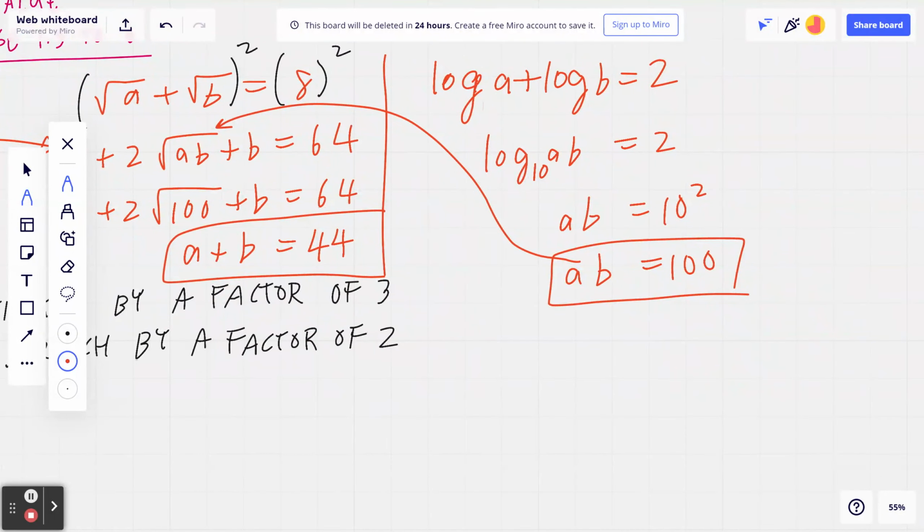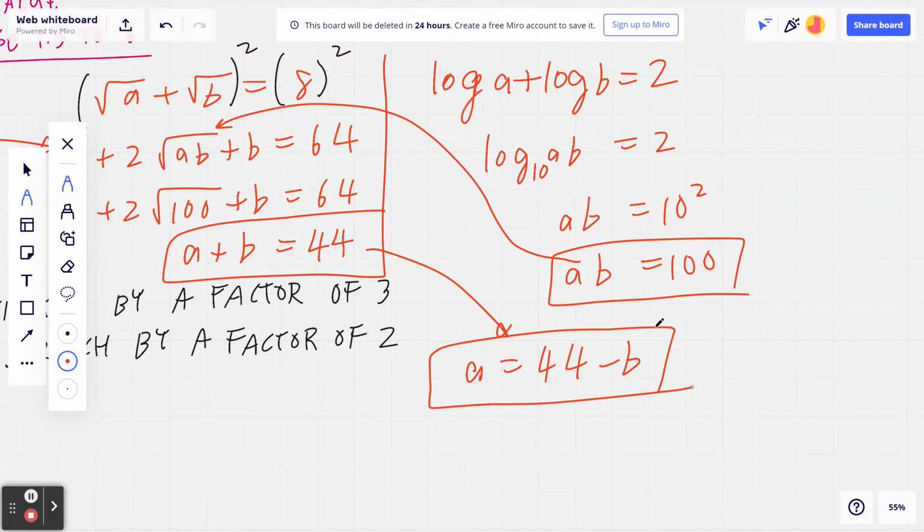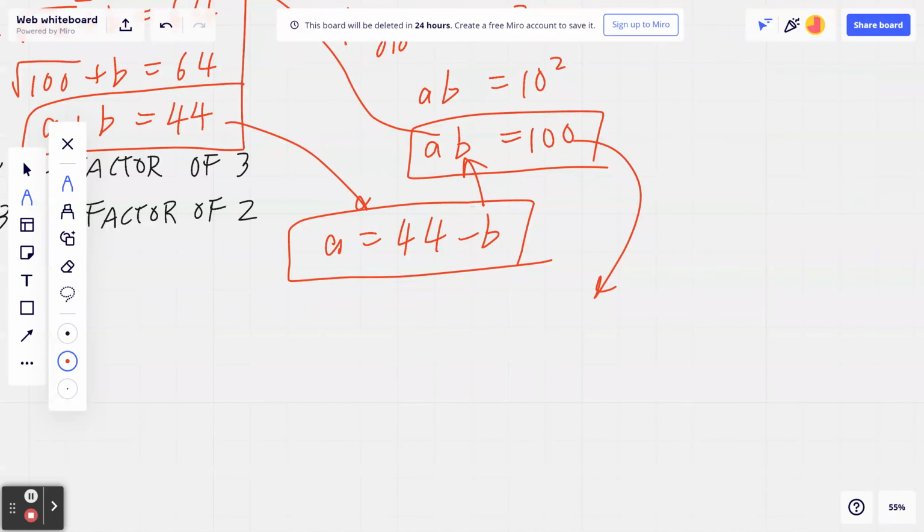Now, I think that's it. The hard part's over. You got this, everybody. There are a couple ways of looking at this. And I guess one approach is you can say A equals 44 minus B. You don't have to use this exact method. I'm just going to show you one approach to avoid the paradox of choice.